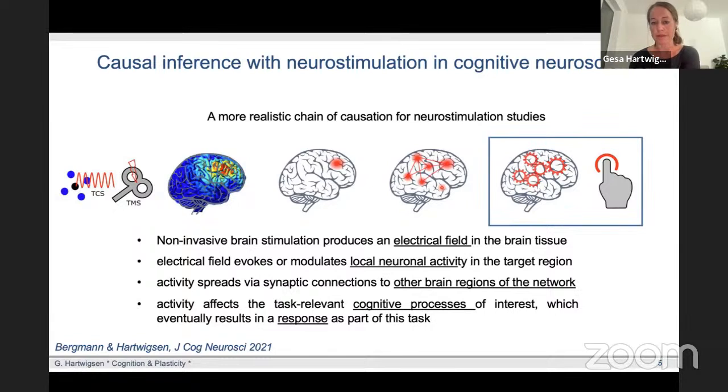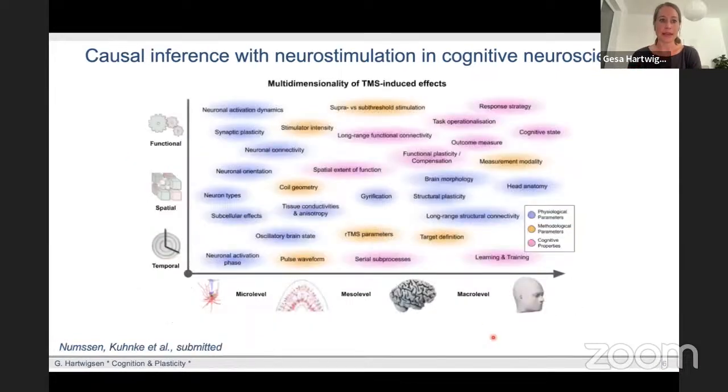Plus, we also often have unwanted side effects of the stimulation. If you stimulate muscles or nerve, you can have unpleasant side effects that draw attention away. You have a clicking sound. And for all these effects, you need to control, otherwise they will crucially affect your behavioral outcome. Now, this is to illustrate that the effect is not only influenced by a very complex chain of causation, but there are also influence factors at multiple levels that are often ignored.